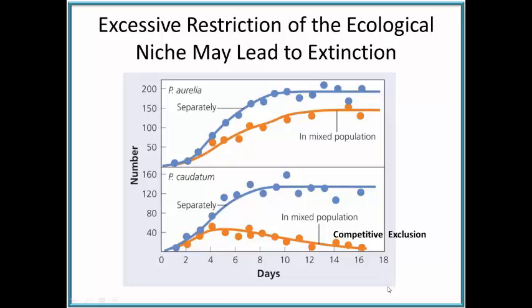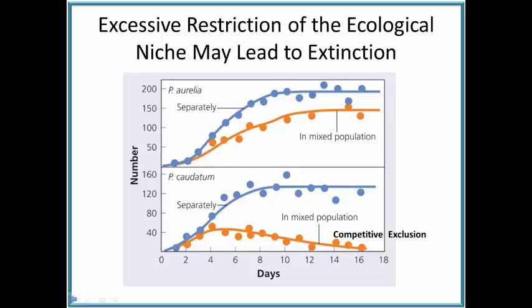This is actually work done by Gause, I believe in the 1930s. He grew two populations of Paramecium, Paramecium aurelia and Paramecium caudatum, both separately and in mixed populations. The blue lines show each species grown in monoculture. The orange lines show both aurelia and caudatum together, and what he's doing is plotting the number of individuals of each species versus the length of days.